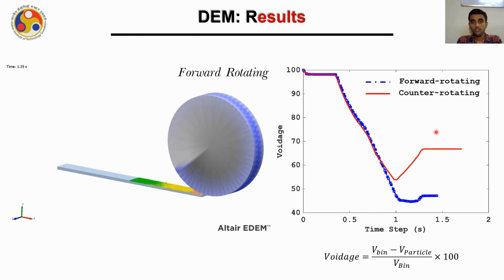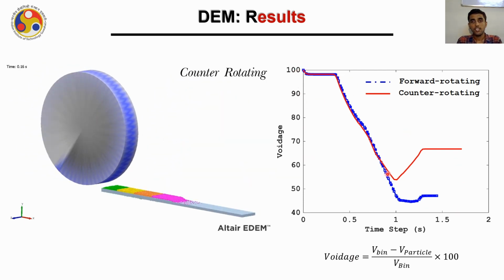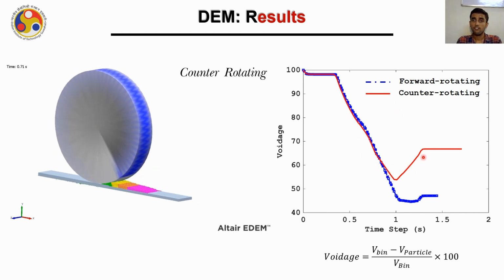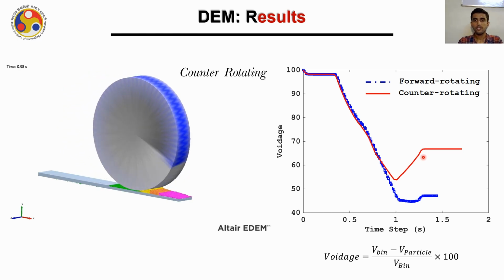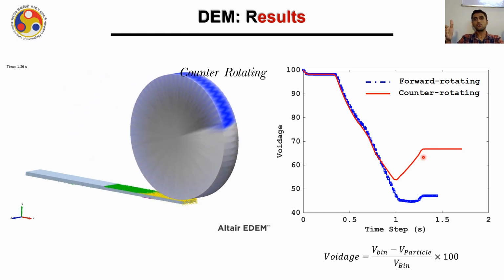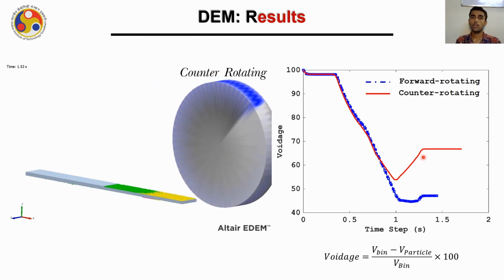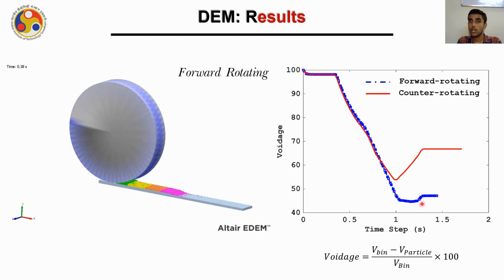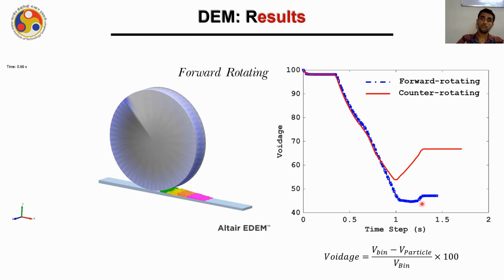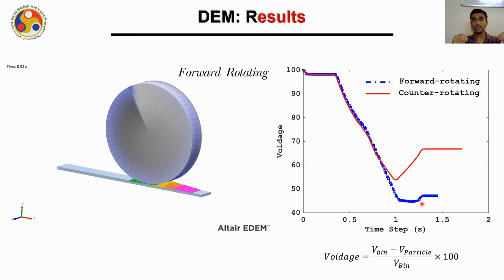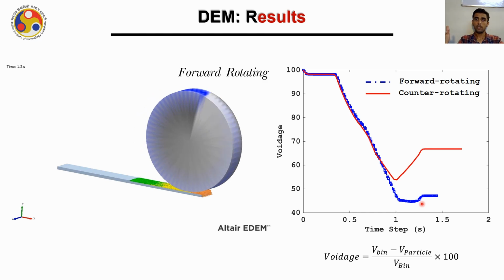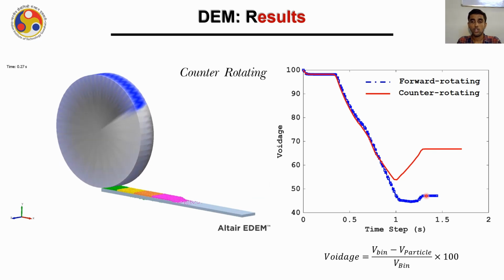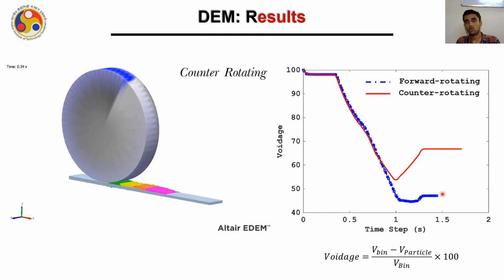Now, as you can see from this graph, the red curve gives us the voidage when we use a counter rotating configuration. In this configuration, the value of voidage is quite high, which signifies that within that bin, the volume occupied by the powder particles is quite low. Conversely, if you look at the forward rotating roller, the value of voidage is quite low, which implies that there is very high compaction. That means there are a higher number of powder particles within that measurement bin as compared to the counter rotating rollers. Indirectly, the compaction for the case of forward rotating rollers is quite high.